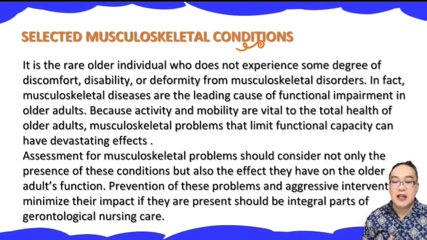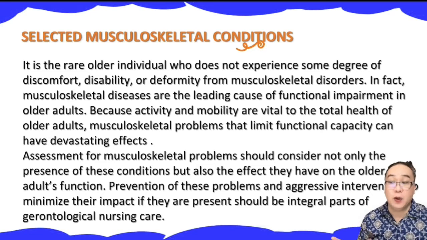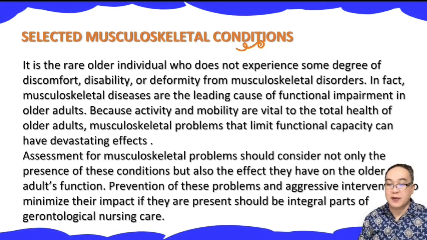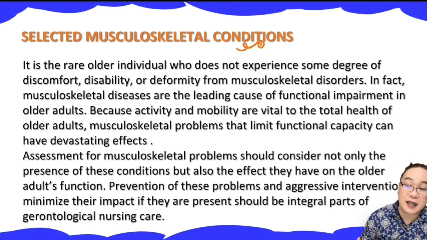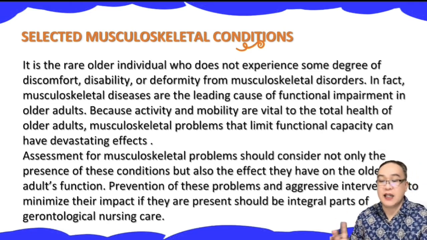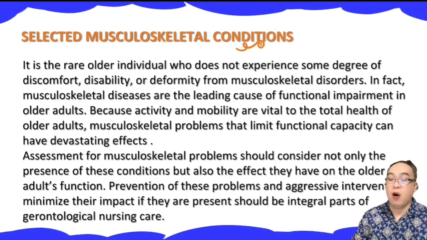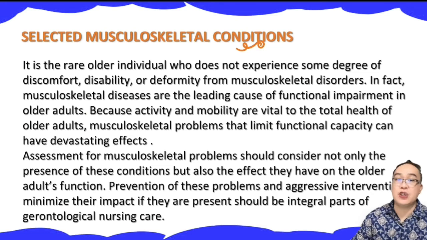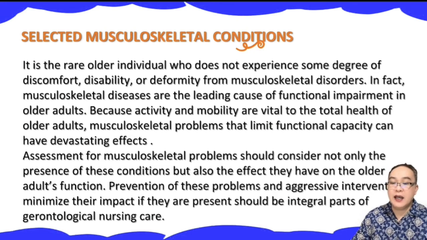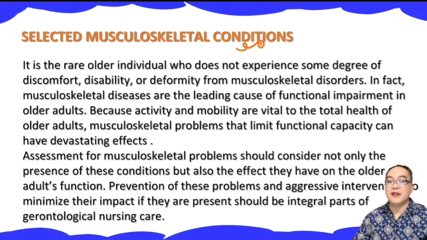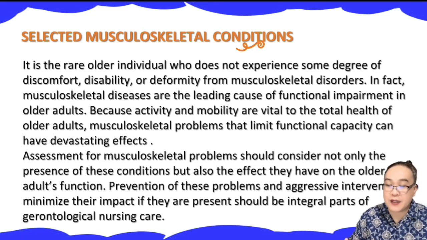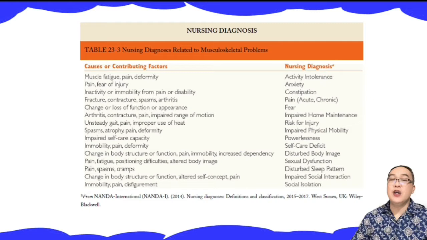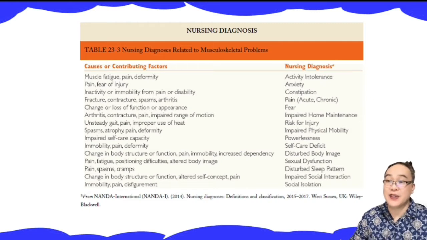Because activity and mobility are vital to the total health of older adults, musculoskeletal problems that limit functional capacity can have devastating effects. Assessment for musculoskeletal problems should consider not only the presence of this condition but also the effect they have on an older adult's function. So prevention of these problems and aggressive intervention to minimize their impact if they are present should be an integral part of our gerontological nursing care.